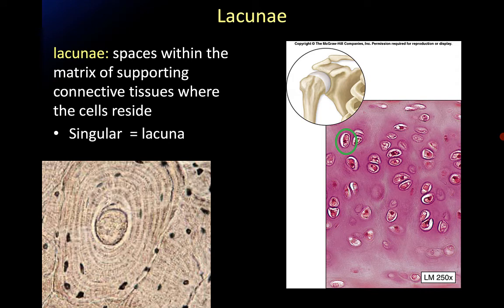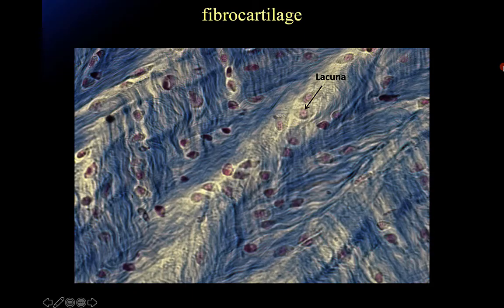All right, so what exactly is a lacuna? Well, here we can see it in both cartilage and in bone. These are spaces within the matrix of supporting connective tissues where the cells reside. So these black spots we see on this microscope photograph of bone, those are lacunae. There's actually what we call a central canal in here. And here we see cartilage where chondrocytes reside inside of lacunae there.